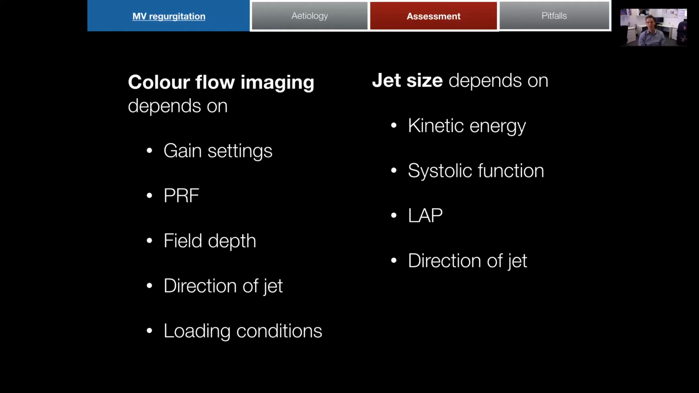So the jet size depends on the kinetic energy, central versus eccentric. On the systolic function: the more severe or hyperactive a ventricle is, the more blood flow you're going to get coming back, and the more it can make mitral regurg look significant. It depends on your left atrial pressure; you've got to have a pressure difference for blood to flow into a structure. So if you've got raised left atrial pressure, the MR can be underestimated. And the direction of the jet, as we said: if central, the colored flow can look greater than if it's eccentric because of the Coanda effect.